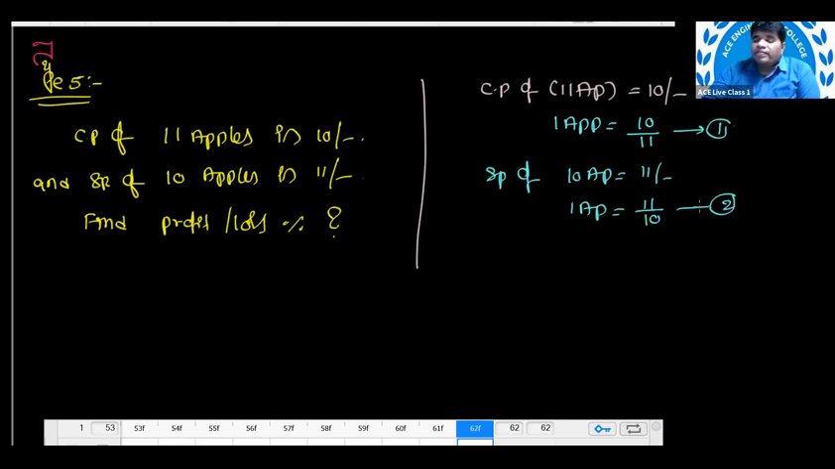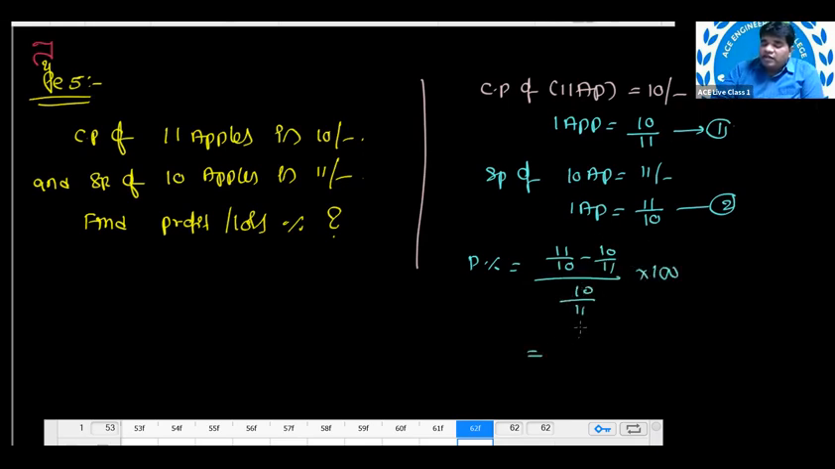Okay, so selling price is the biggest number. Selling price is more, cost price less, which means we are obviously getting a profit. So what is the profit here? Profit means selling price minus cost price: 11 by 10 minus 10 by 11. What is the cost price? 10 by 11 into 100.